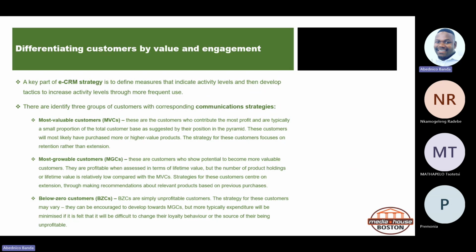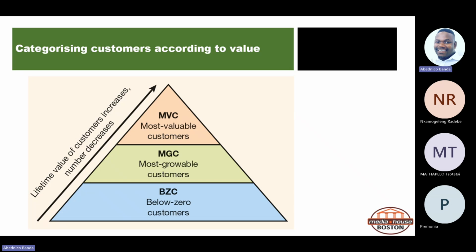The most valuable, as you can see from the term, are the ones who make more profit for you. Remember, some are good at spreading word about your brand, but they never buy from you. Then there are those that will buy from you and make sure that you are getting profit from them. So you need to categorize based on those three. So this is the pyramid. At the bottom of the pyramid there is huge volume, that's where you've got your below zero customers. Then you've got the most growable customers. Then at the top, you've got the most valuable customers.